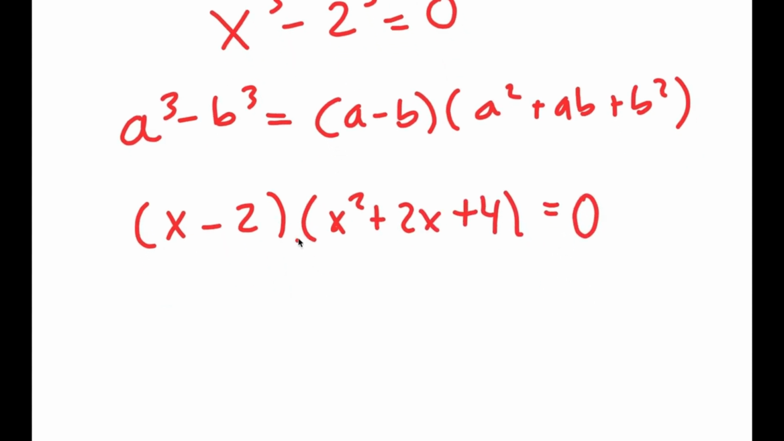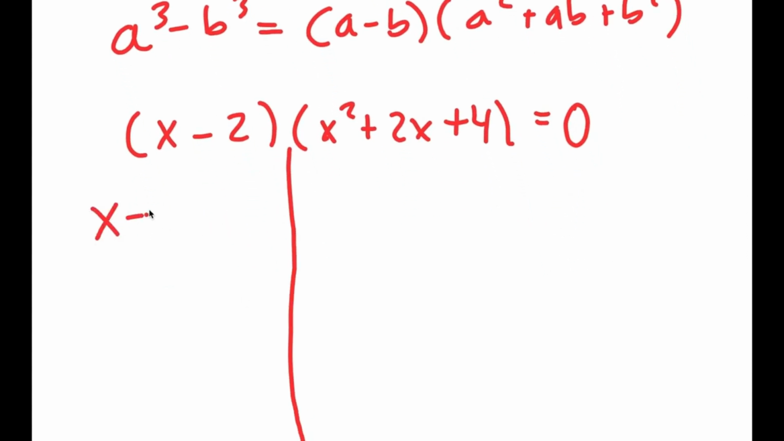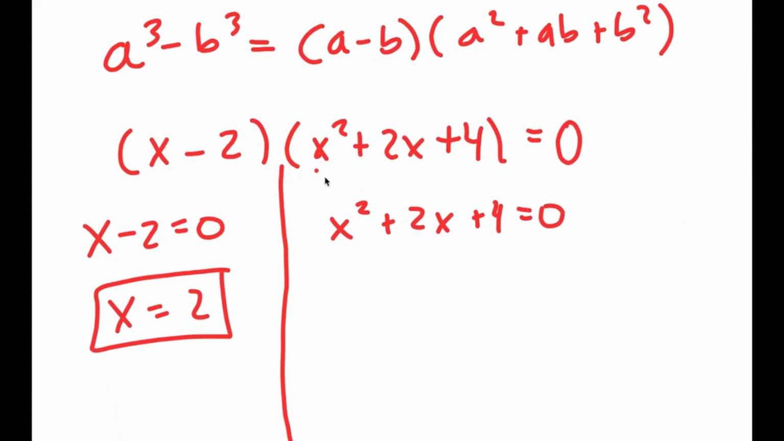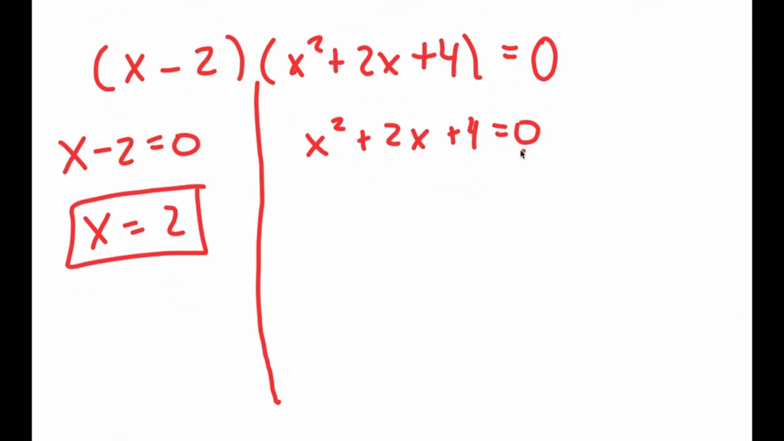So now I get two equations. I get x minus 2 equals 0 and x squared plus 2x plus 4 equals 0. So for x minus 2 equals 0, I get x equals 2, which was a solution that we already got. But now see, on top of this, we have a whole other equation with two more solutions because it's a quadratic equation. So to solve this, I'm going to use the quadratic formula.